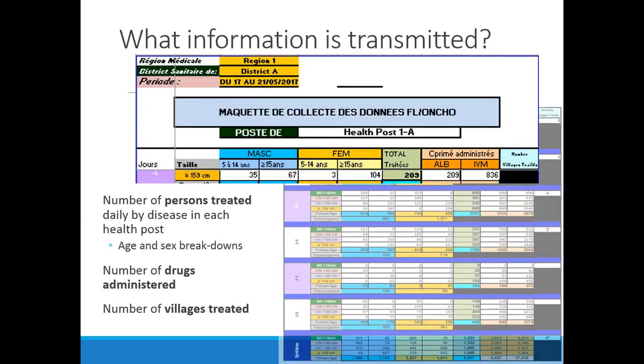Just for you, you can see day one, you have the age here, and the number of persons treated, so 35 and 67. 35 means the number of persons treated between 5 and 14 years. 67 is more than 15 years. You have this information per sex, and you have the total also, 209. You have also the drugs distributed. So this is the information we have on a daily basis.